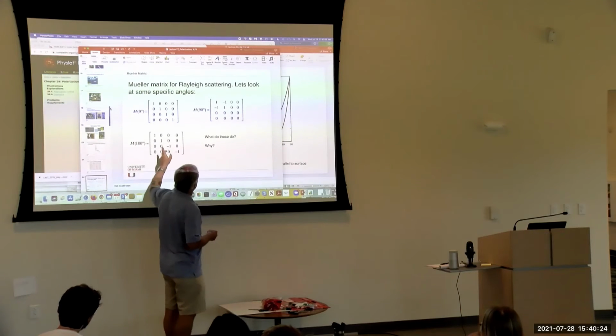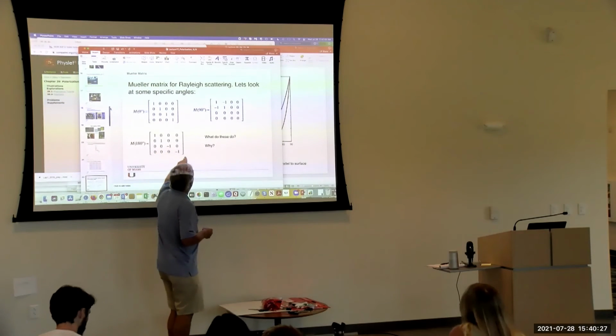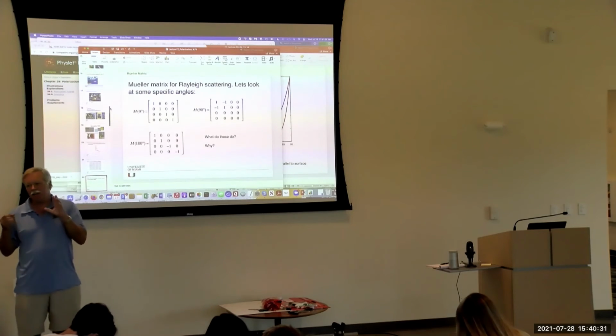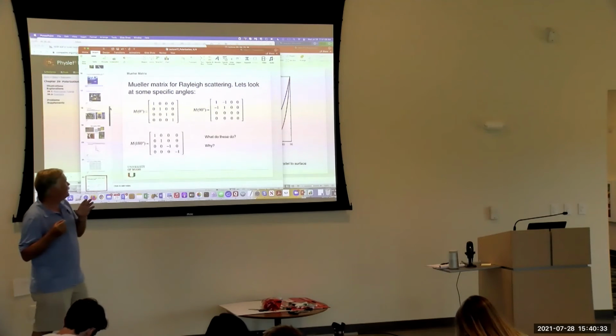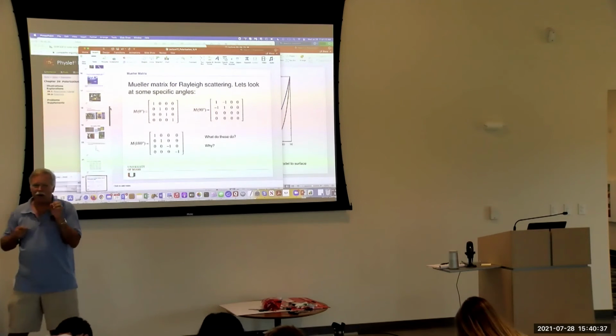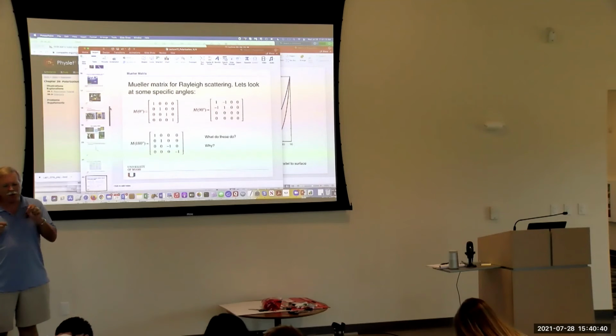Okay, what do these do? We just talked about that. And then the question is why? Rayleigh scattering is dipole scattering. Small particles are considered a dipole.